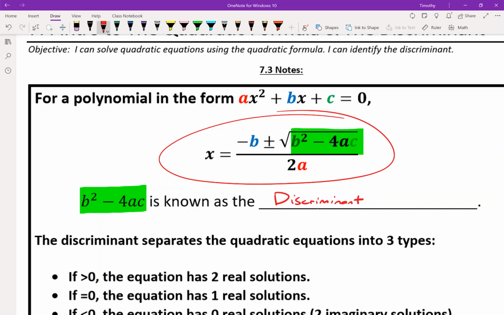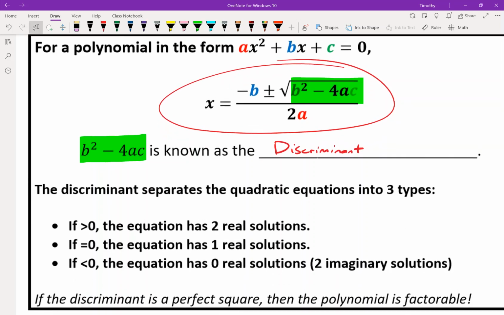What it does is it separates the quadratic equations into three different types based on its value. If the discriminant is greater than 0, the equation has two real solutions, so two numbers. If it's equal to 0, the equation has one real solution. And if it's less than 0, if it's negative, the equation has 0 real solutions, but it does have two imaginary solutions. If you remember from the lesson on square roots, when you have a negative inside the square root, you'll get an i in your answer, and that is the imaginary number.